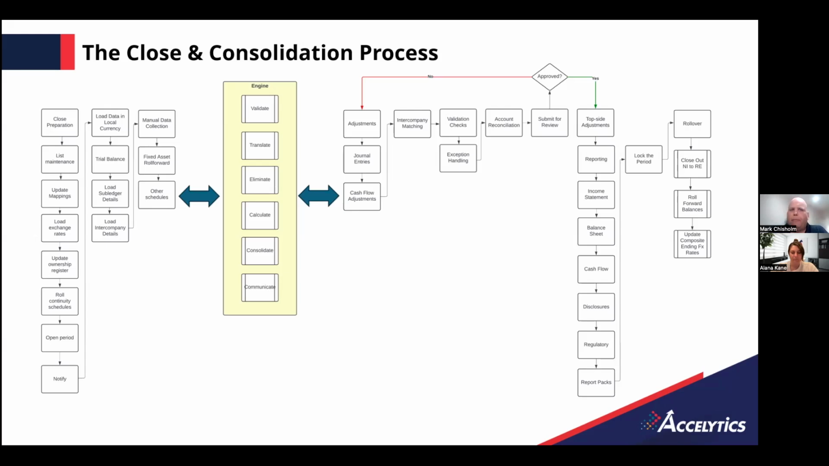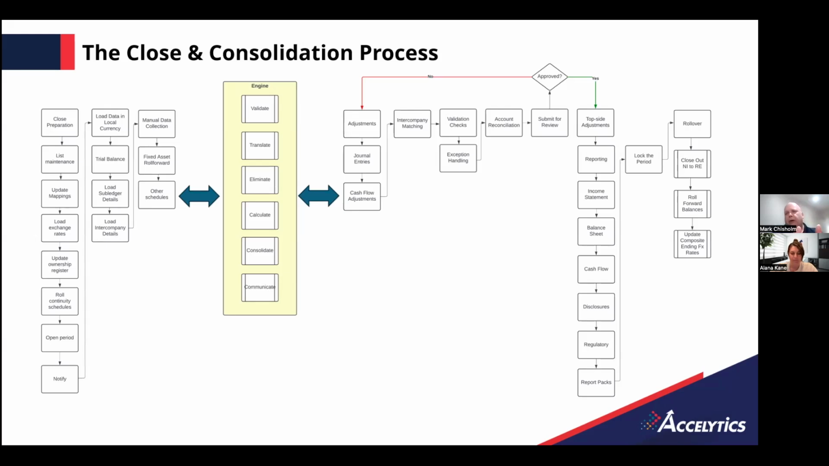But you have some preparation that typically goes into it, and then you start loading your data: the trial balances, subledger details, intercompany details, etc. And then there could also be a manual data collection process, where there's some data you need to capture for quarterly, yearly, and monthly reporting that is not necessarily in the ERP, like roll forward schedules for fixed assets. So you might have Excel templates collecting that data manually. And then there could be other data collection schedules as well, such as AR/AP aging, and other types of schedules.